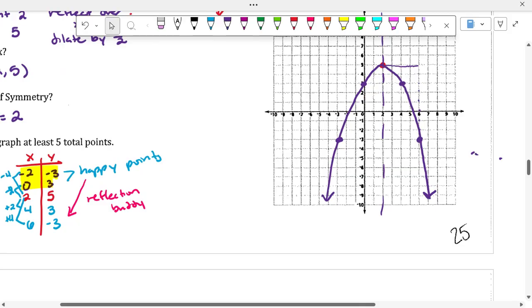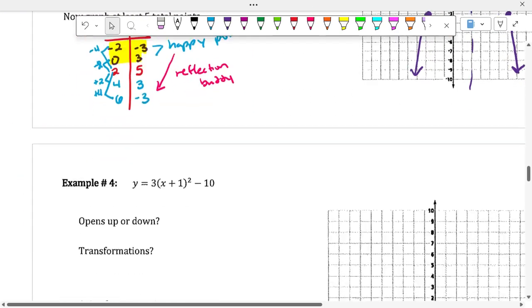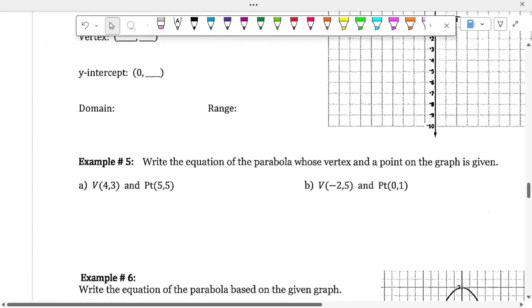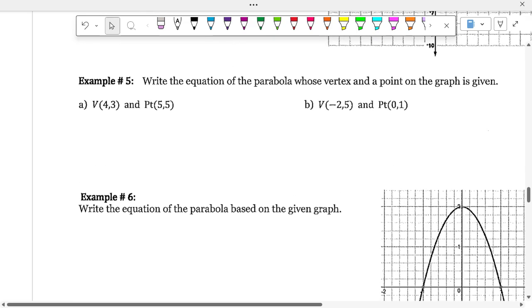Again, if I'm just confusing you, just put it in Desmos, generate a table, get some points. All right? As long as you are able to graph that graph, whatever. Okay, so let's look at example 5.